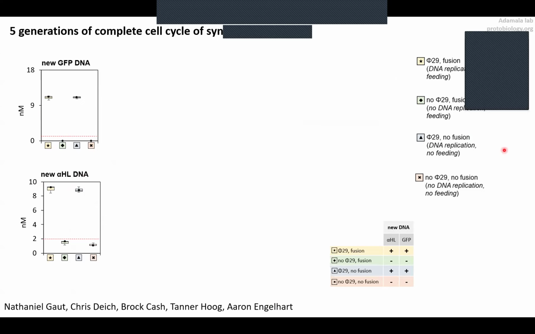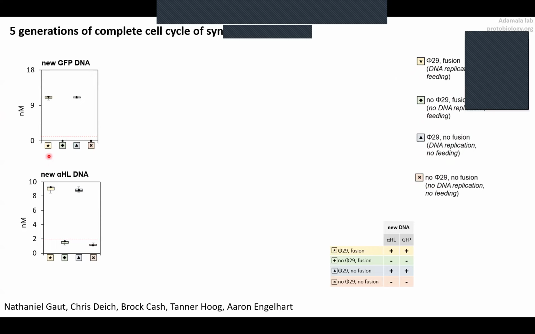What I want to show you is these are experimental conditions. What you really should focus on is this one. This is the complete cell cycle, so this is DNA replication and feeding. And this is our negative control, so this is no DNA replication and no feeding. And these are the 2 conditions in between, where we either replicate DNA but don't feed them, or don't replicate DNA but feed them. But really the biggest comparison is between this first one and this last one.